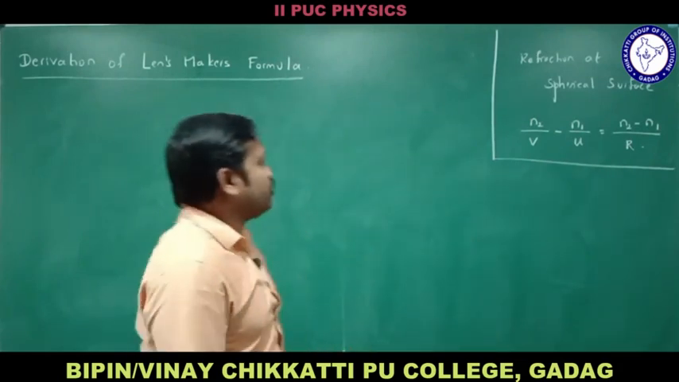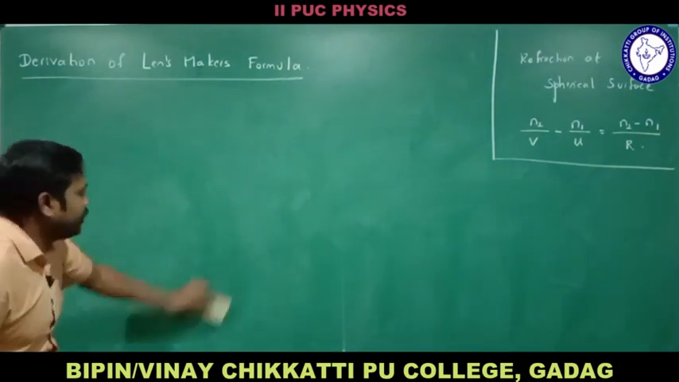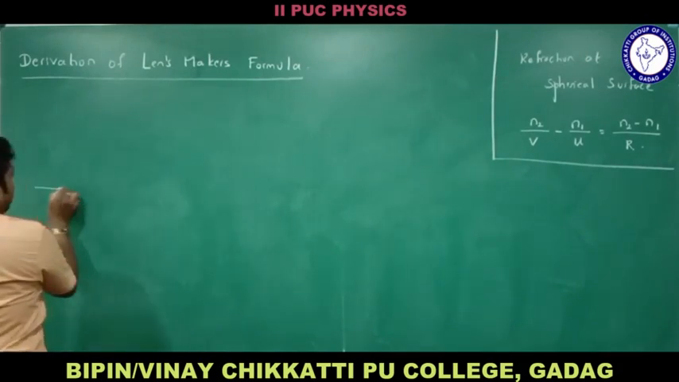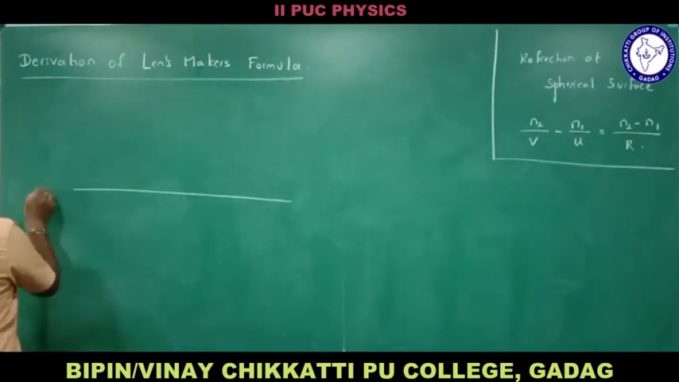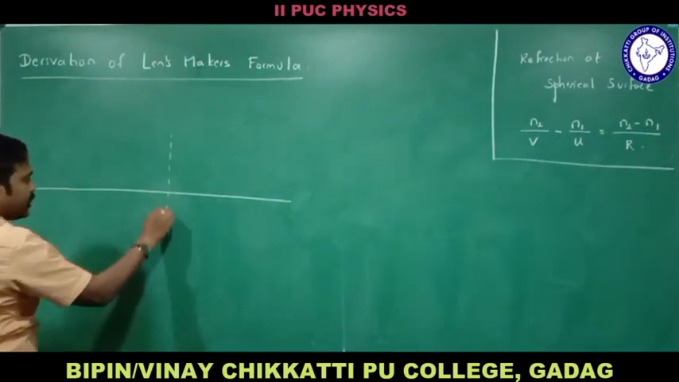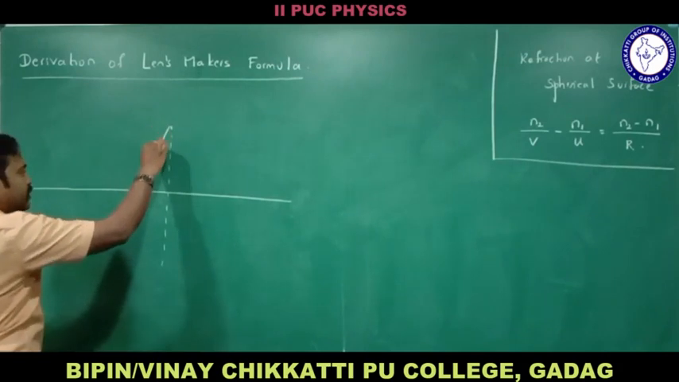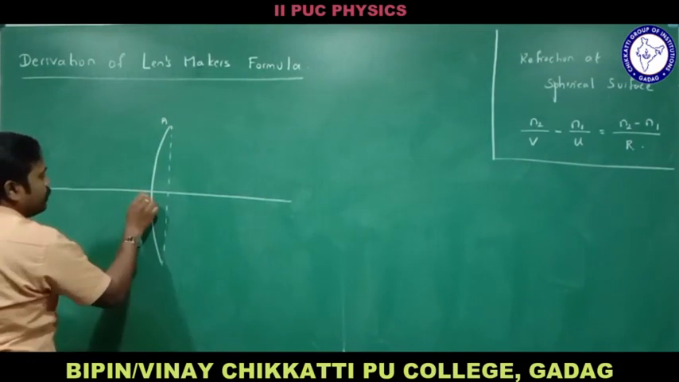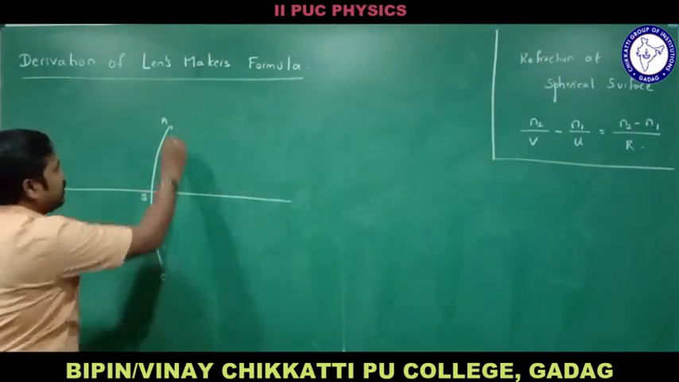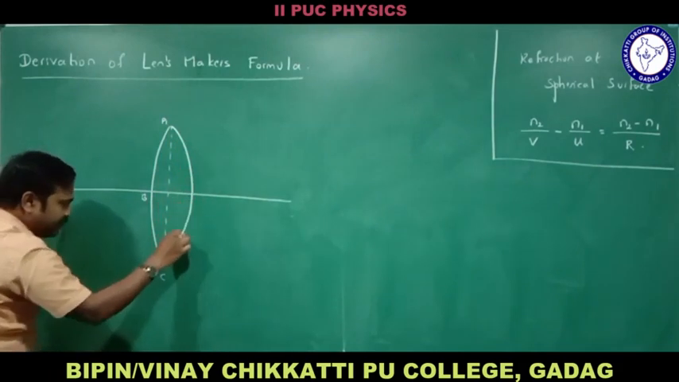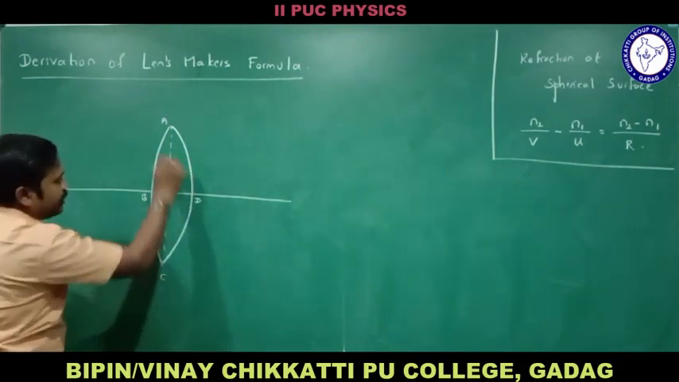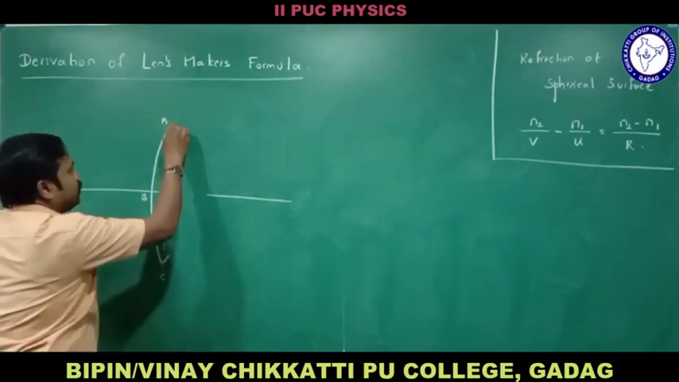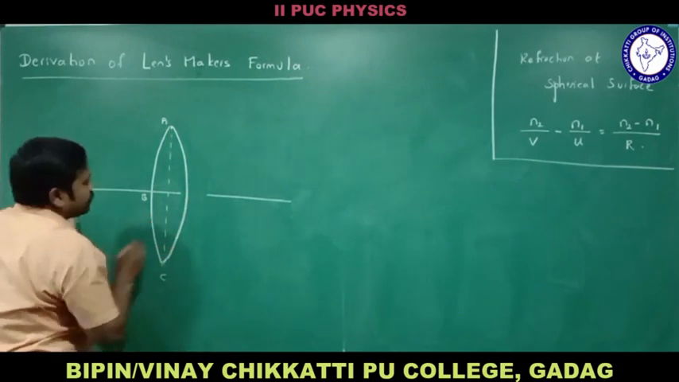Now let us move on to discuss the lens maker's formula. For deriving this, let me consider a convex lens. This is the principal axis, and let me consider a convex lens. There are two spherical surfaces. Let me consider ABC, this is the first spherical surface, and this is the other spherical surface. Let me call it ADC, the other spherical surface.